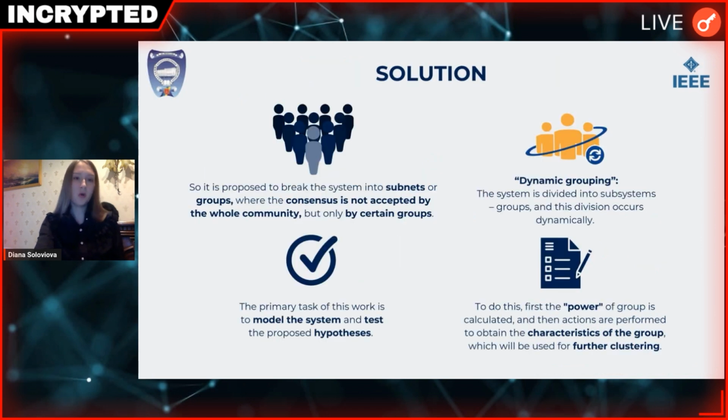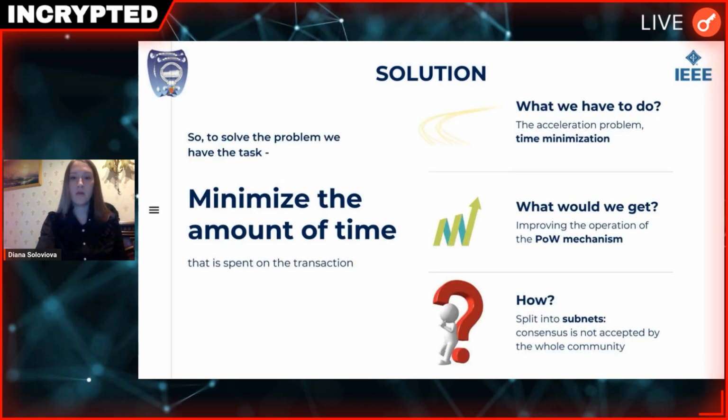The process is very complicated, really, and it is very difficult to find the necessary parameters for modeling such a network. So it is proposed to break a system into subnets or groups where the consensus is not accepted by the whole community, but only by certain groups. The primary task of this work is to model a system and to test the proposed hypothesis. One of the key mechanisms in this work is the idea of dynamic grouping. The system is divided into subsystems, groups, and this division occurs dynamically. To do this, first the power of the group is calculated, and then actions are performed to obtain the characteristics of the group, so they will be used for further clustering.